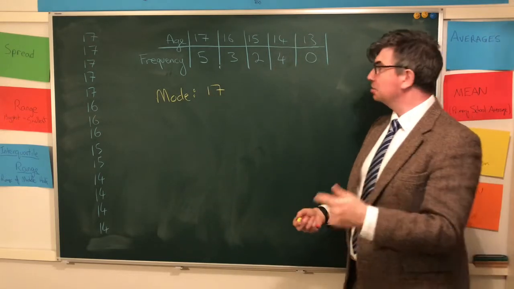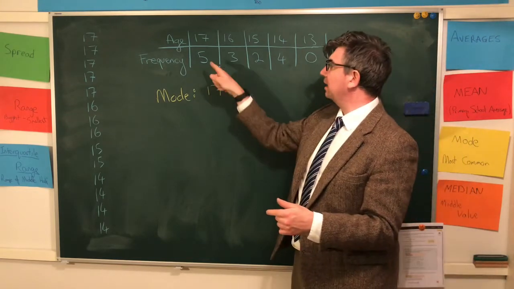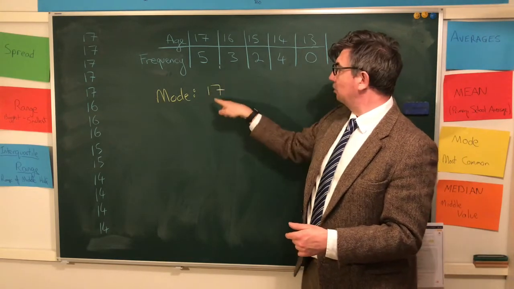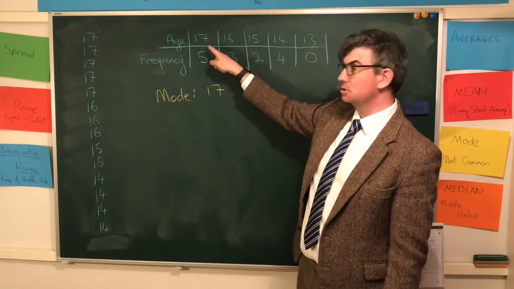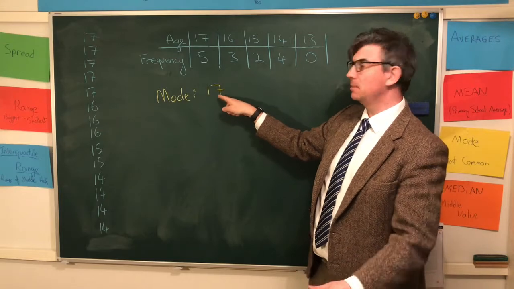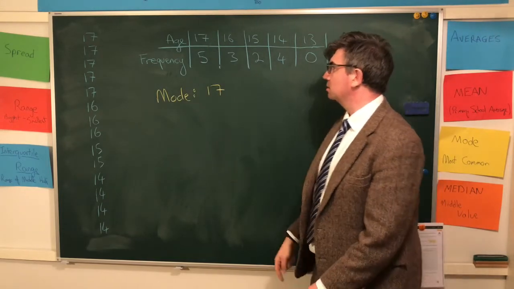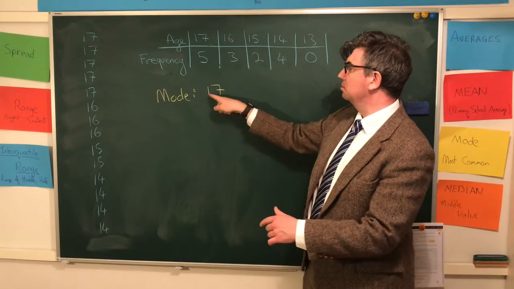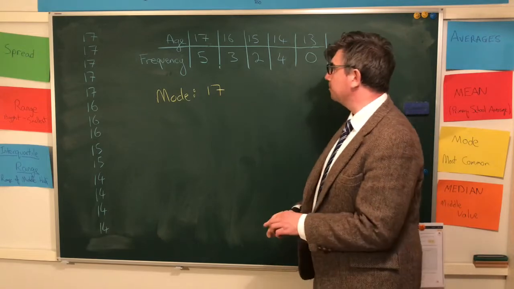Now, I noticed this last year when I was teaching this topic, a lot of my students did all the good work, they found out that's the biggest one of the frequencies, and then they wrote down 5 here. Okay? The mode is the one that occurs the most. It's not the amount of times it occurs, it's the actual one that occurs most, and 17 is the one that occurs the most. So don't fall into that trap of thinking that 5 is the mode. 17 is the mode.